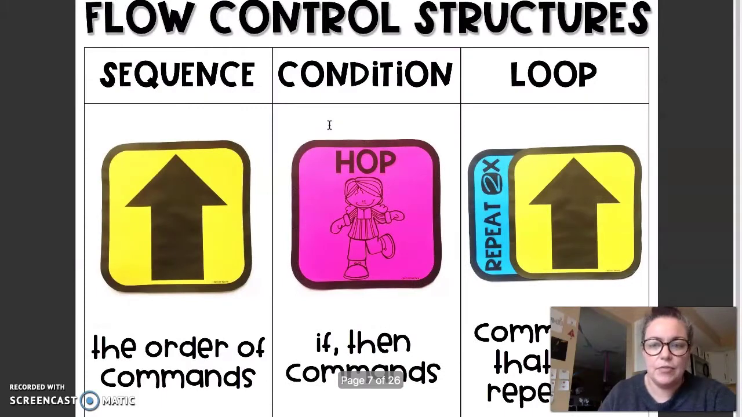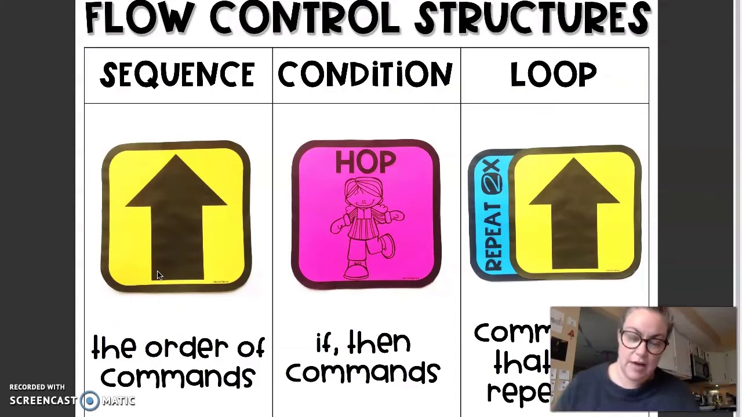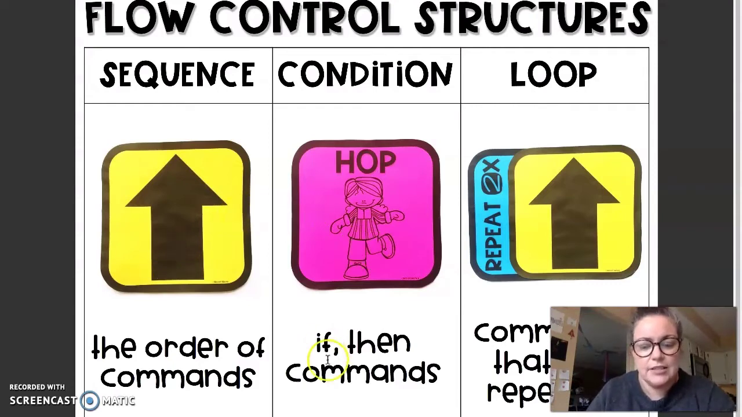So today, before we get started, I wanted to review our flow control structures. There are 3 that we've gone over in class: sequencing, conditions, and loops. Remember, sequencing is the order of commands. We have to make sure that the order of commands is correct when we're coding. Otherwise, the computer can't understand. The second one is conditions. And conditions are if-then statements. So telling the computer when to do something. That if something happens, something else should happen and that computer should do something.